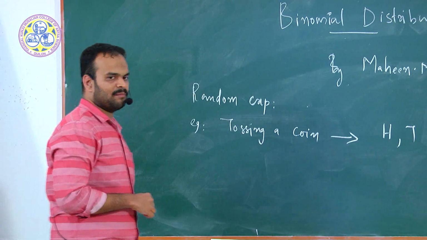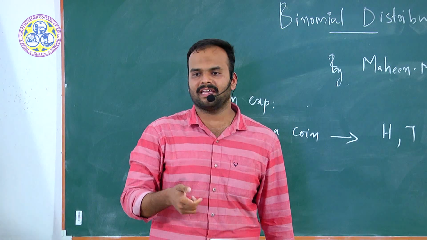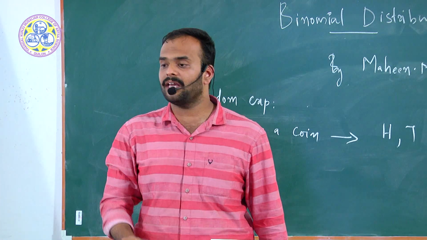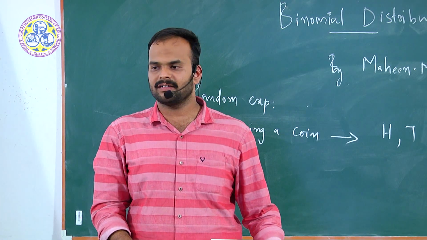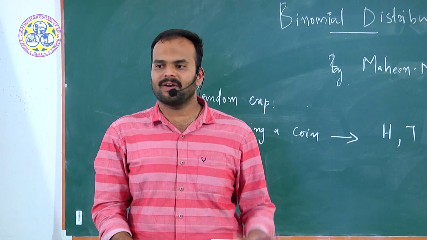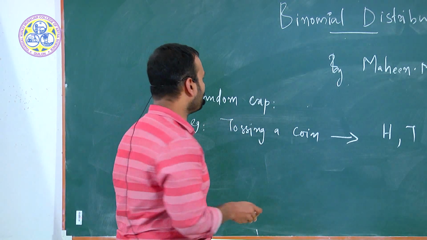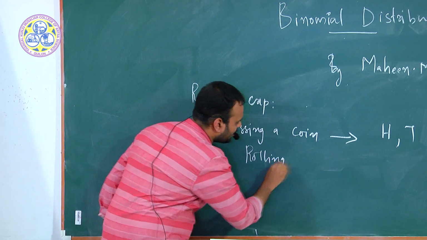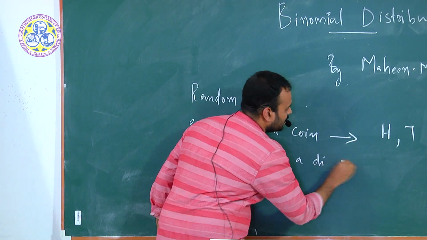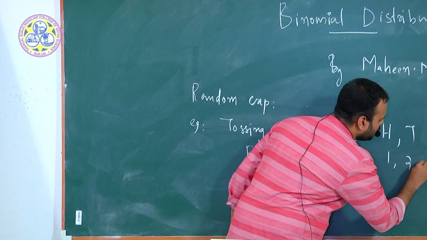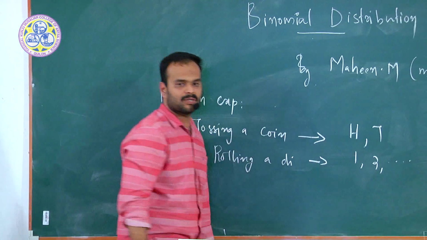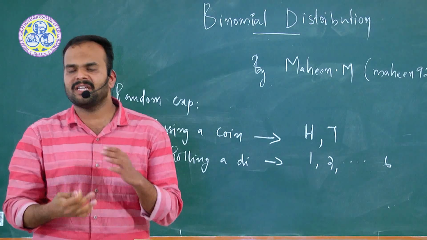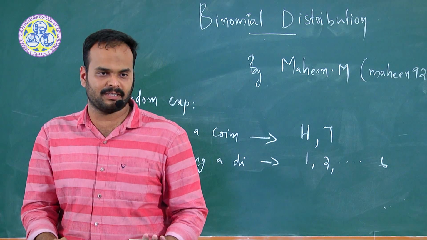One more example is tossing a die, rolling a die. Consider the case of rolling a die. There are 6 outcomes, 1 to 6. Rolling a die, we will get 1, 2, up to 6. These are the outcomes. This type of experiment we call a random experiment.